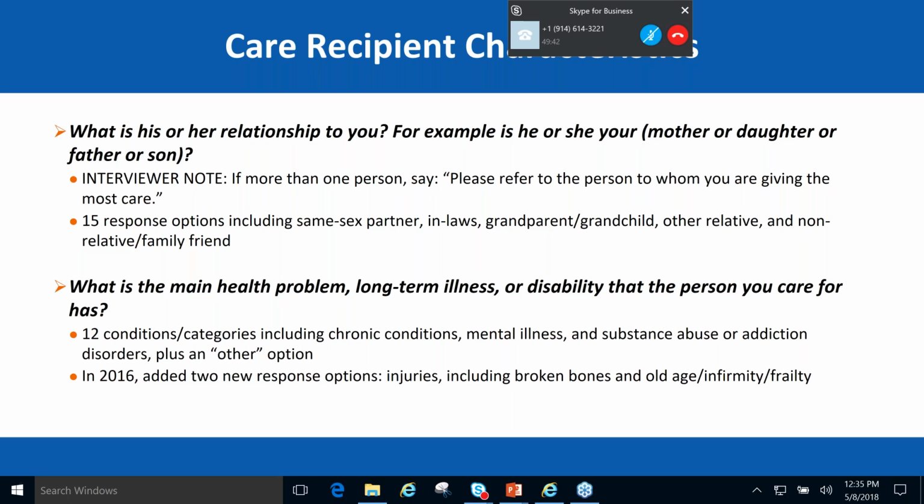In part to address that fact, in 2016, there were 2 new response options added for this question. So one is injuries, including broken bones, and the other response option is just old age or infirmity or frailty, because we saw that a number of respondents were just saying that they're getting older, and that was the reason that they were providing care.